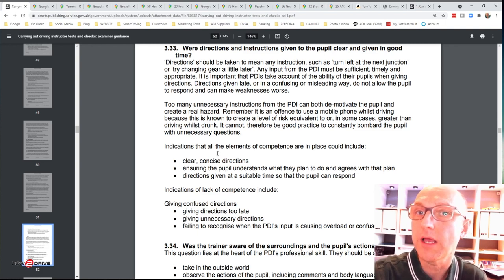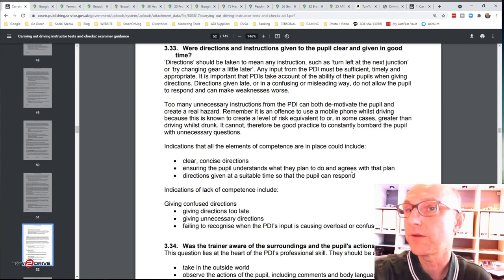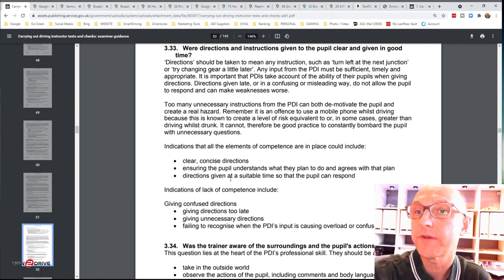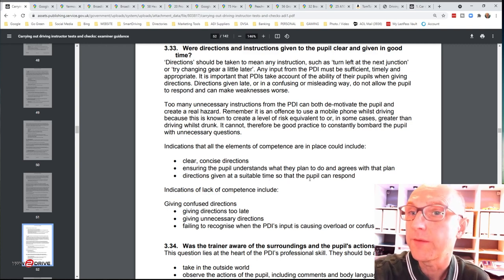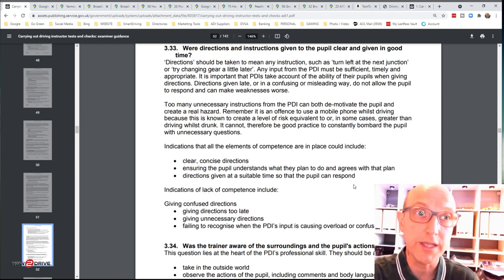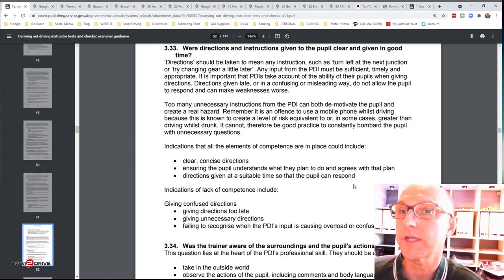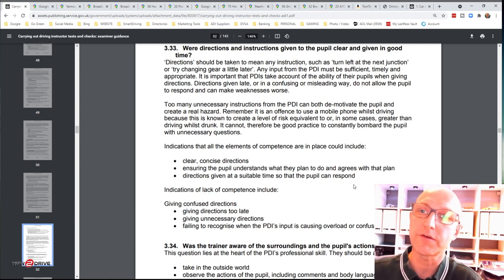Indicators that all elements of this competence are in place could include clear, concise directions, ensuring the pupil understands what they plan to do and agrees with the plan, directions given at a suitable time, and that the pupil can respond. We don't want to be giving directions too late, so they haven't got time to do their MSPSL routine, for example. And we don't want to give them too early, so they're confused as to where they're going. So timing is critical.